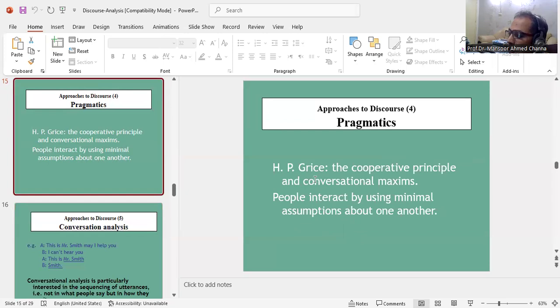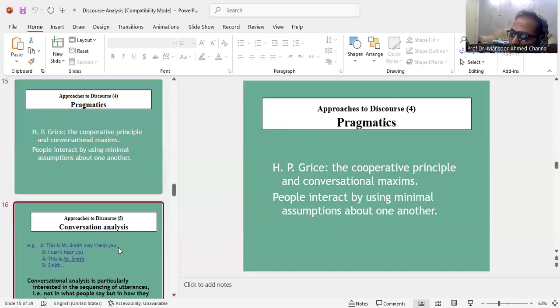Number 4 approach is pragmatics. The cooperative principle and conversational maxims were generated by H.P. Grice. It means H.P. Grice was the founder of the cooperative principle and conversational maxims. People interact by using minimal assumptions about one another.